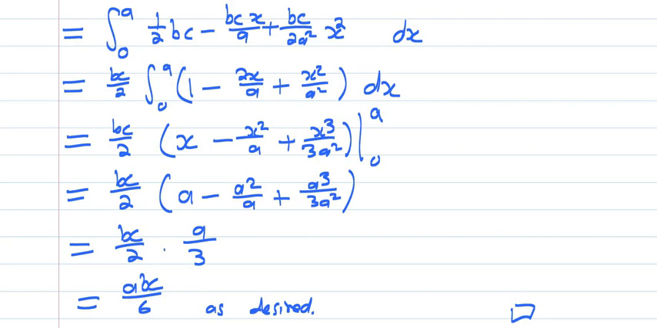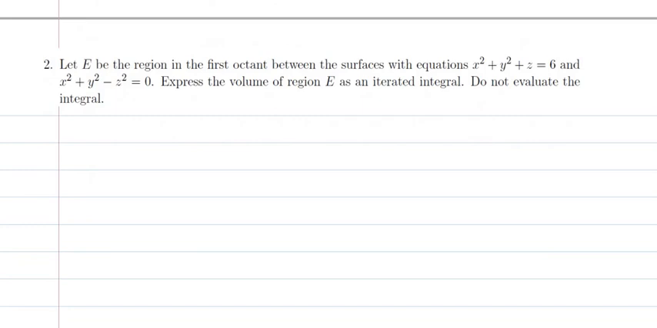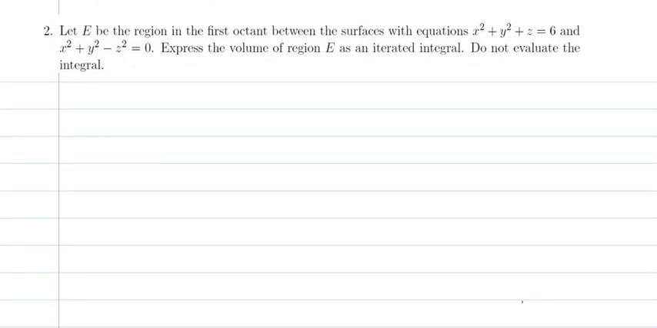All right, let's move on to question 2. So question 2 states the following. Let E be the region in the first octant. So x is positive, y is positive, z is positive. Remind yourself what it means to be in the first octant. Between the following surfaces. So you have the surface x squared plus y squared plus z equal to 6. And you also have the surface x squared plus y squared minus z squared equal to 0.